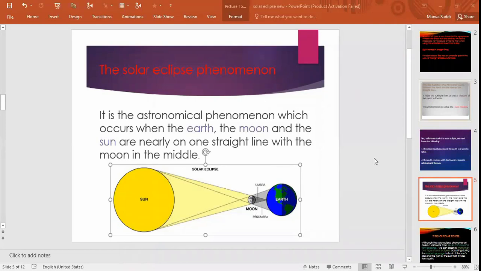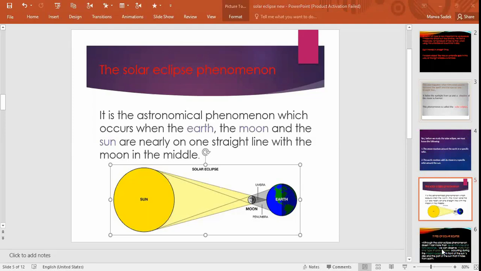So what is the meaning of solar eclipse? Solar eclipse is an astronomical phenomenon in which the earth, the moon, and the sun are on one straight line and the moon is in the middle.